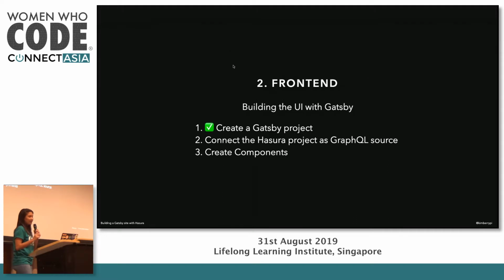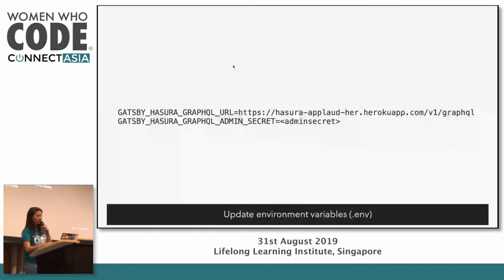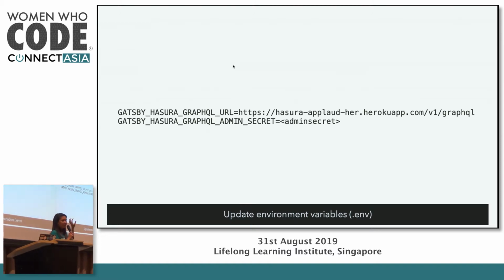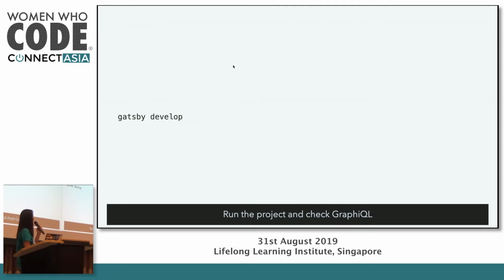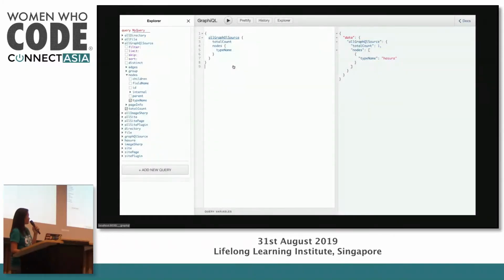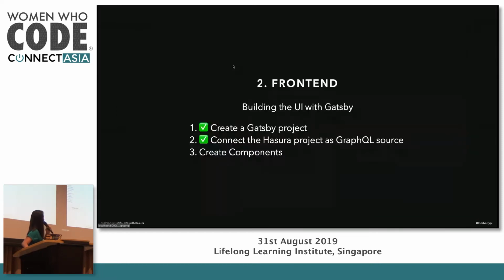And then the next thing that we'll do is connect the Hasura endpoint, what I showed earlier, to the Gatsby project so that they can talk to each other. So what you'll only do is add to the environment variables the Hasura GraphQL URL and then the admin secret. Of course, I didn't expose my secret, because then you could readily access my database. Okay, and then if you run gatsby develop and go to the GraphiQL, you can see that it's connected to Hasura. That's the second step of the front end.